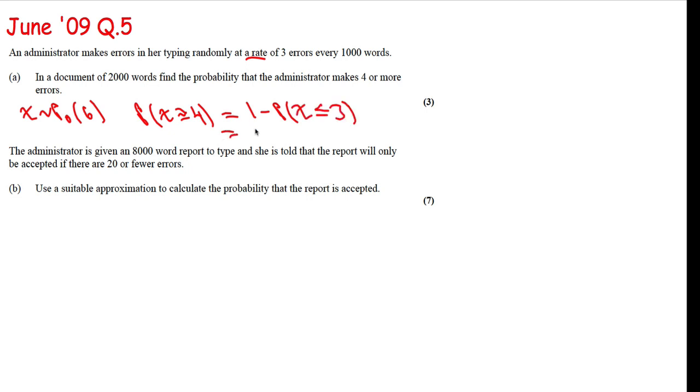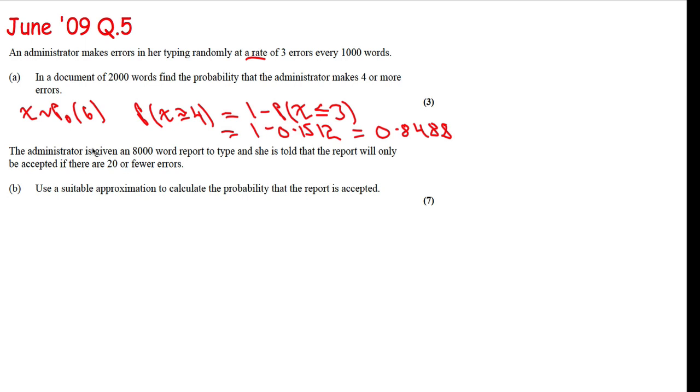And what we can do is look the probability that x is less than or equal to 3 up in the tables, and we get 0.1512. And when we work that out on the calculator, we get 0.8488. So, quite handy there for 3 marks.